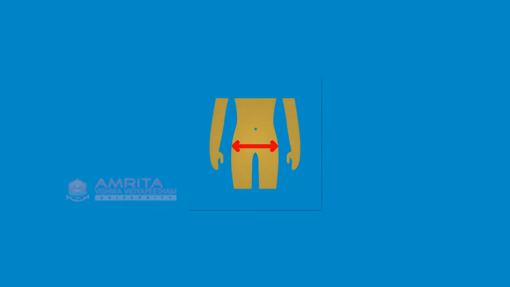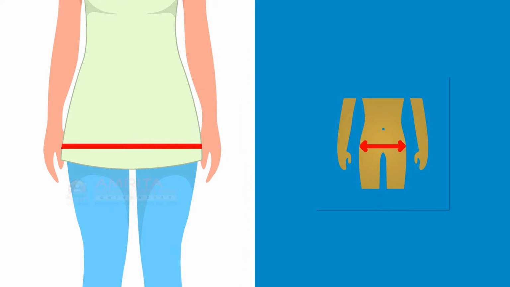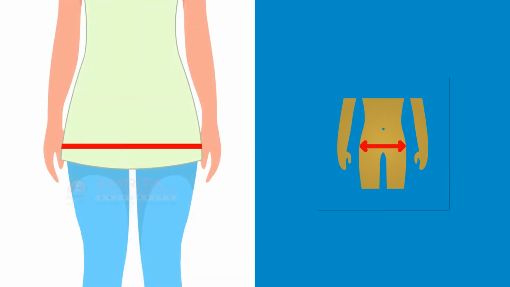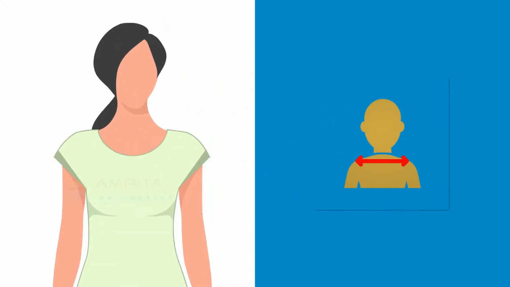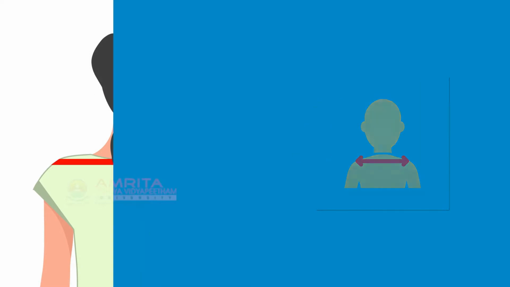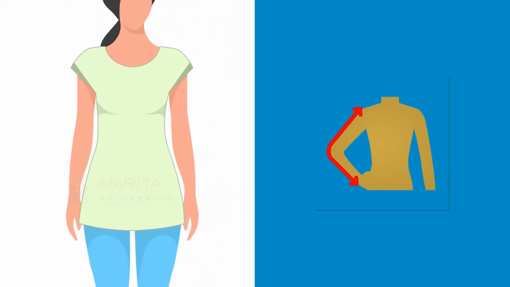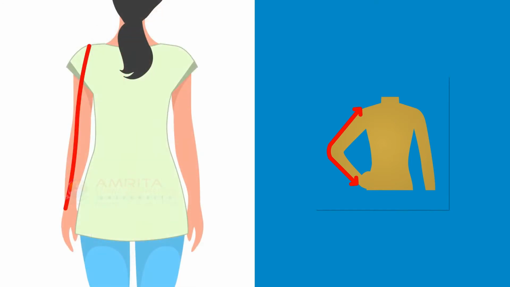Hip circumference. The hip circumference is the measurement around the widest part of the seat. Shoulder width. Shoulder width is measured horizontally from one shoulder bone to the other. Sleeve length. Sleeve length is the measurement from the shoulder bone to the wrist when the arm is bent.